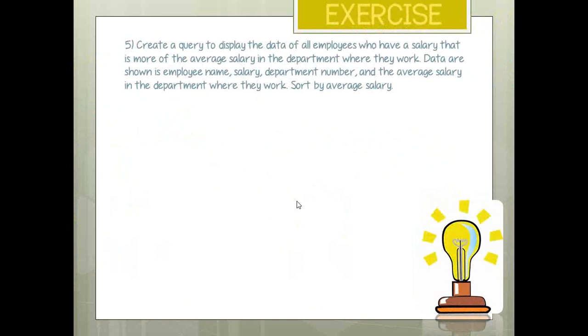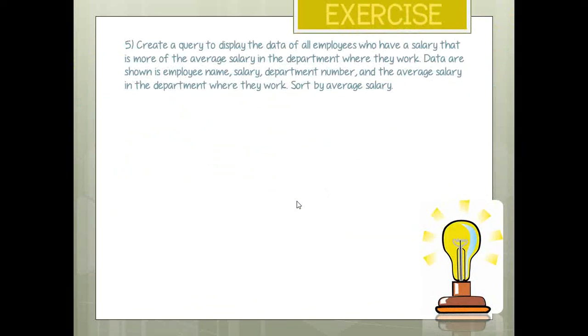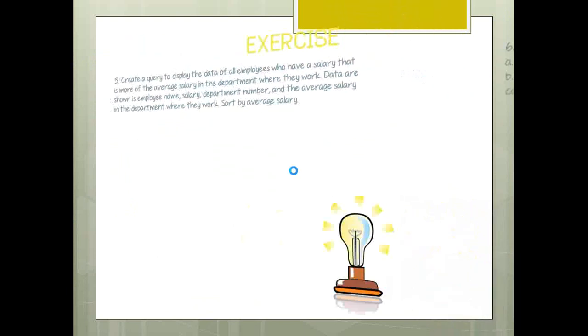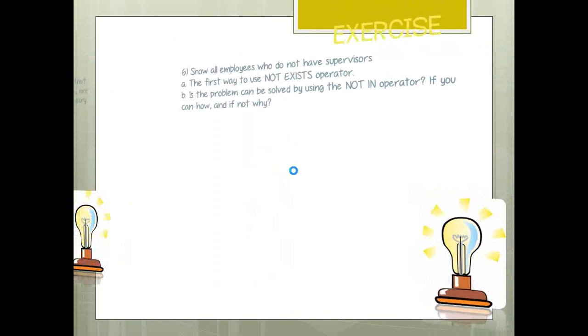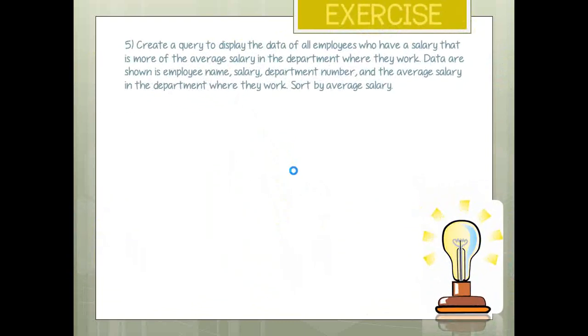Next question. Create a query to display the data of all employees who have a salary that is more than the average salary in the department where they work. The data shown is employee name, salary, department number, and the average salary in the department where they work, sorted by average salary. What is the answer? Oh, the answer, we have to use it in the PLSQL.